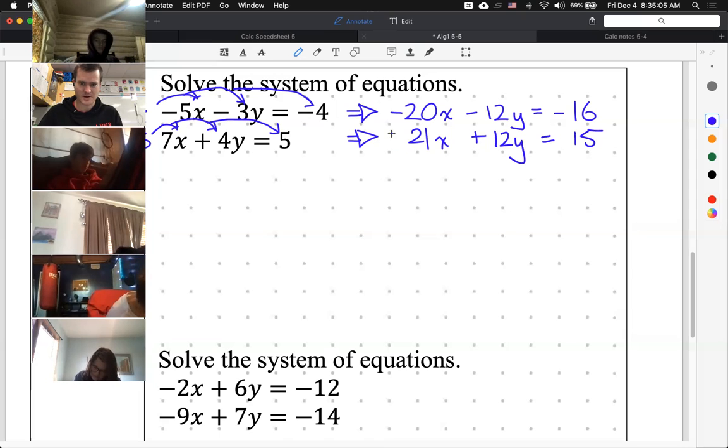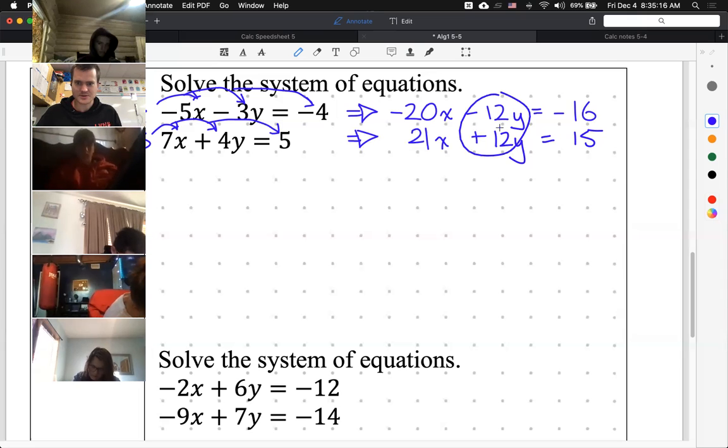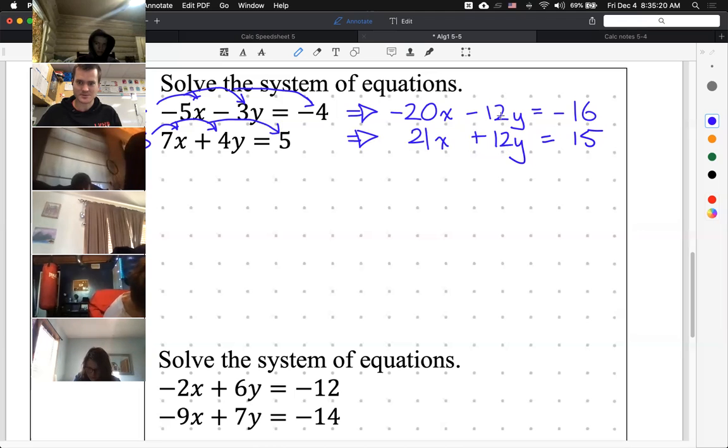¿Vamos a sumar estas 2 ecuaciones o menos? Menos. Para estos necesitamos sumar. Menos 12 más 12 es 0. Sí, 12. So no hay un Y, no hay Y.